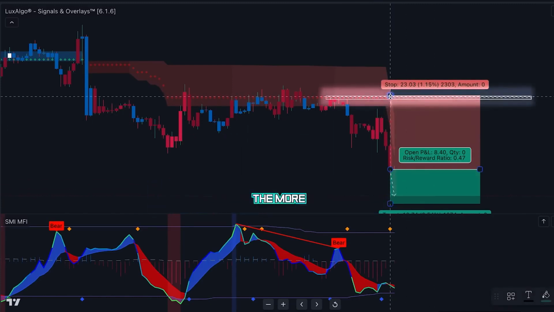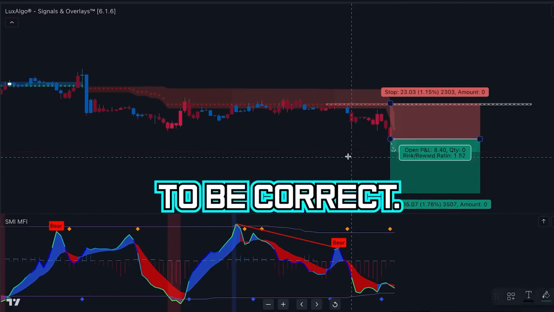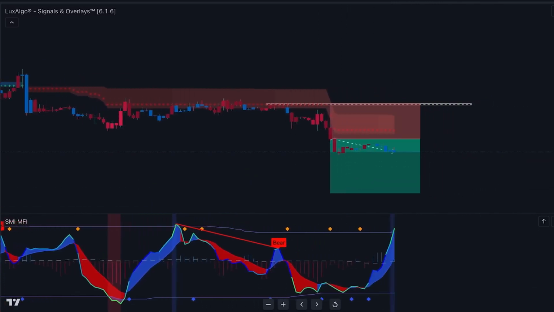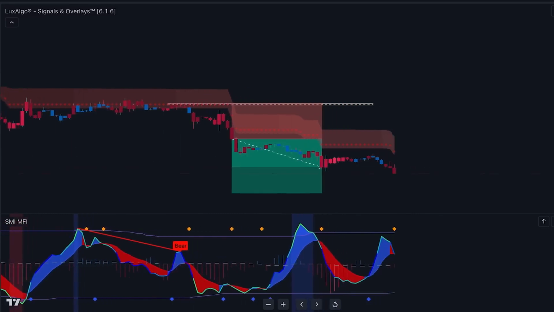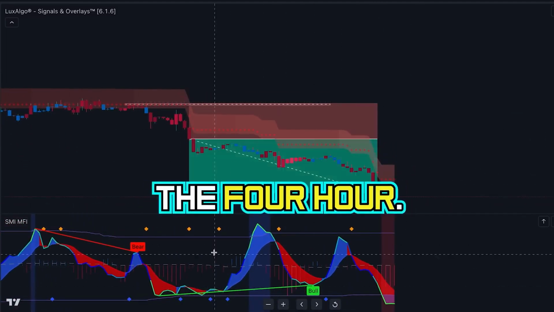It's important to note that the more confluences you have for an entry, generally the more likely the trade is to be correct. However, you can execute on this strategy with any 3 of the 5 confluences. This strategy can be used on any time frame below the 4-hour.